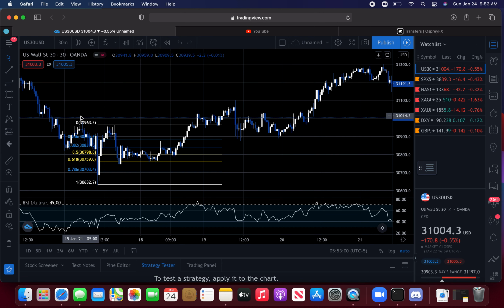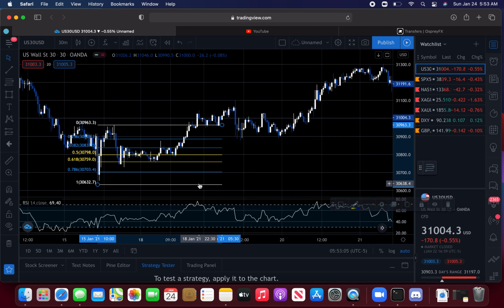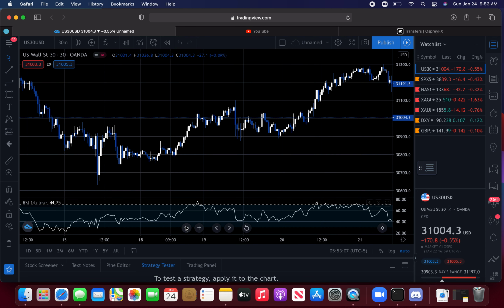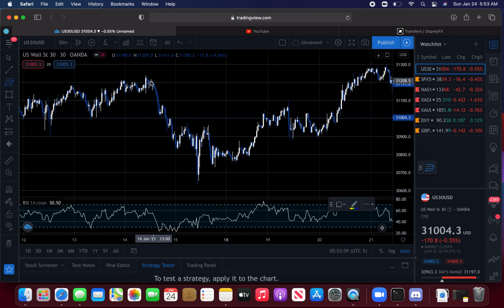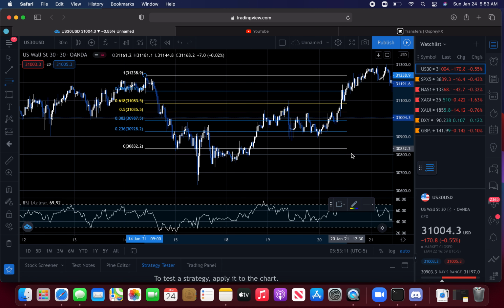Why? Because this is resistance. When you're buying, you want to take it at the nearest resistance. When you're selling, you want to take it at the nearest support. All right, let's look at another trade. All right, another trade right here.